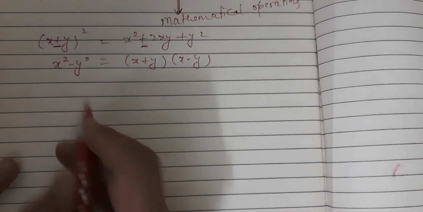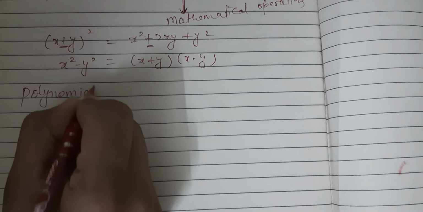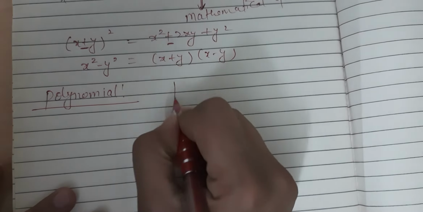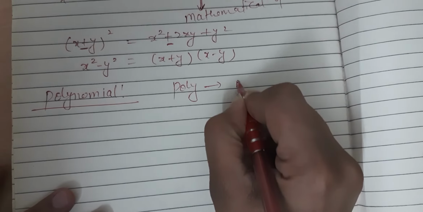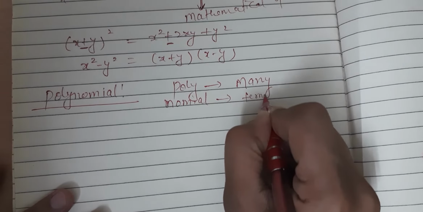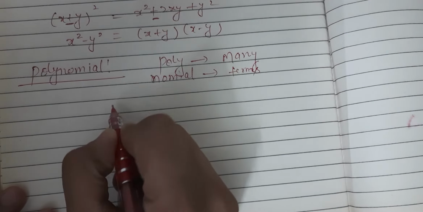Now let us define polynomial. The word poly means many and nomials means terms. So the meaning of the word polynomial is many terms. Okay. Now let us take one example.